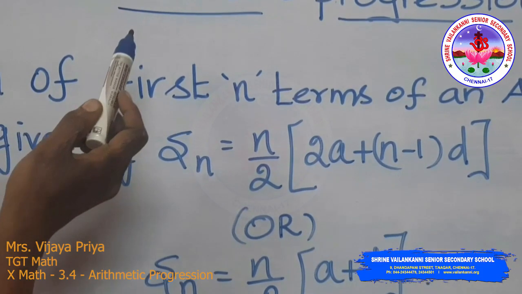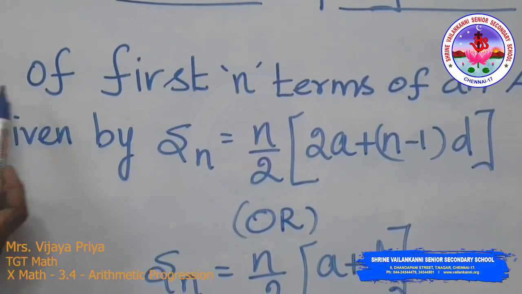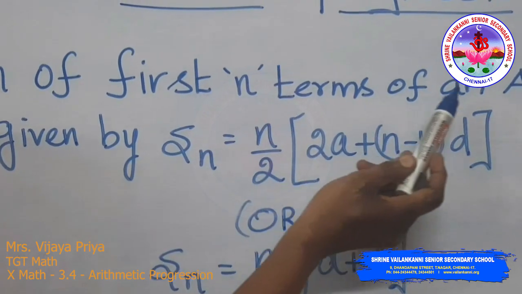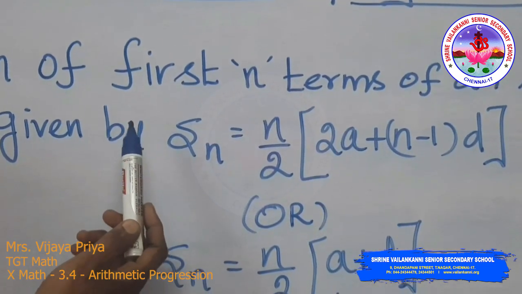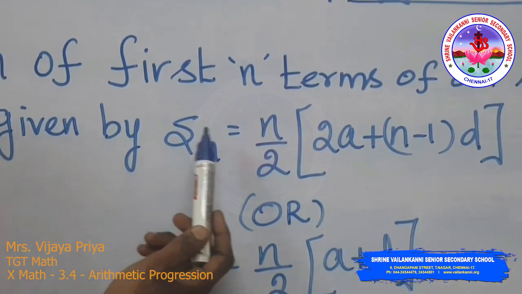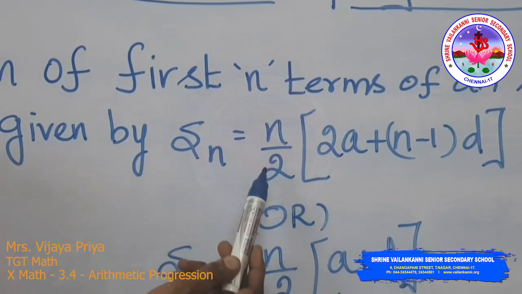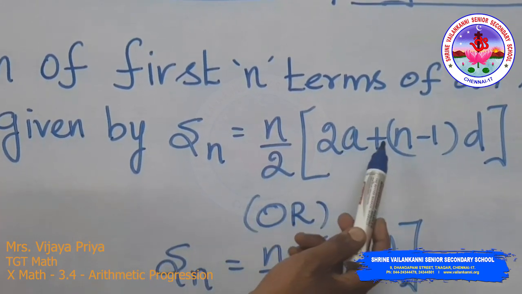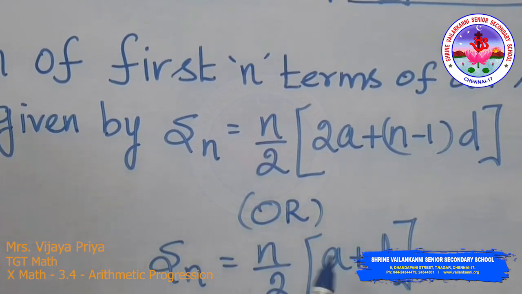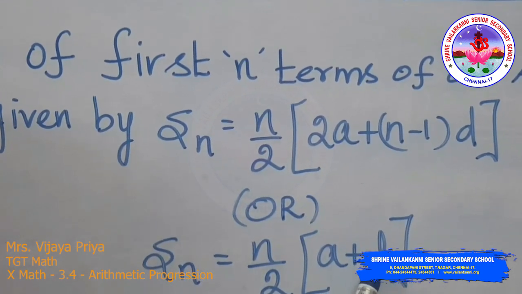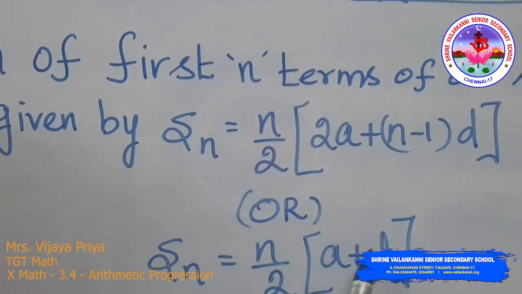Hello students, coming to our topic arithmetic progression. Today we are going to see the sum of the first n terms of an arithmetic progression. Suppose a sequence is given and we want to add all the numbers in the sequence. We use the formula Sn is equal to n by 2 into (2a plus (n minus 1) into d), or if the last number an is known in the sequence, we use Sn is equal to n by 2 into (a plus an).